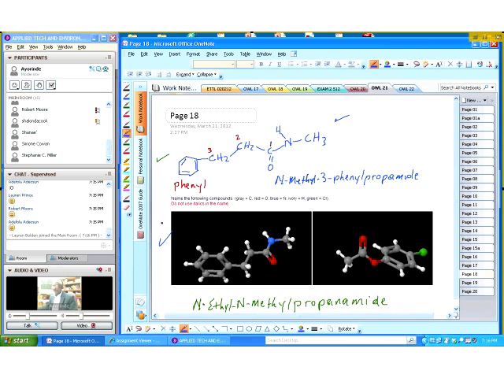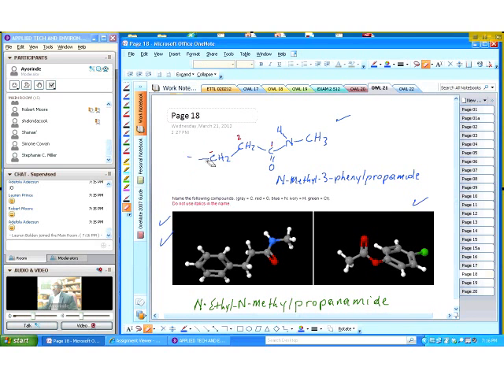Okay, so now we have named this molecule here. Now let us name this. I'm going to rely on you guys to help me with this one here. Let me erase this from here. Take this out of here.